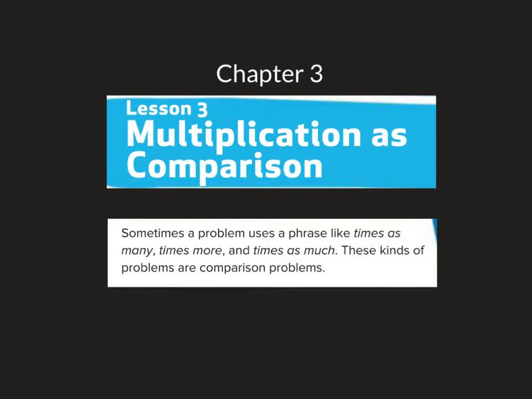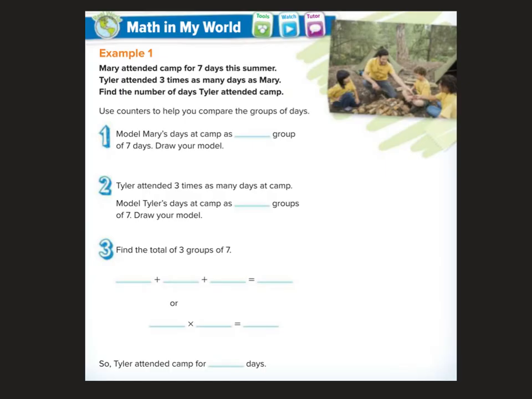Alright, so we've talked about multiplication and division as inverse operations, and we've talked about how division is repeated subtraction. So today we're going to be talking about multiplication as a comparison. Sometimes a problem uses a phrase like times as many, times more, and times as much. These kinds of problems are comparison problems. They're comparing things. Okay, so let's jump right in and do some examples here.